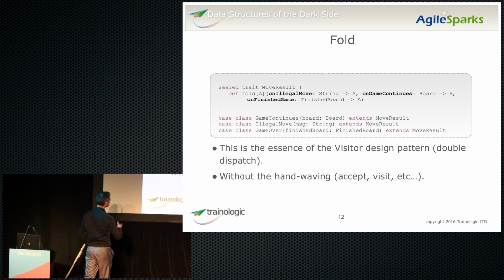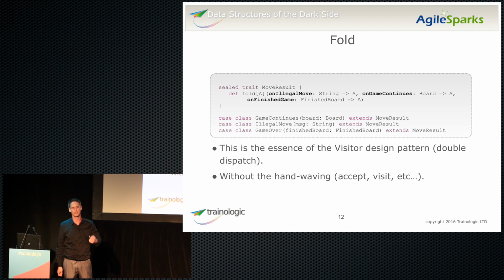And we have 3 descendants, inheritance classes. Game continues, which encompasses a regular board. Illegal move, which encompasses the error message or what went wrong. And game over, which encompasses a finished board, which does not support the make move operation.